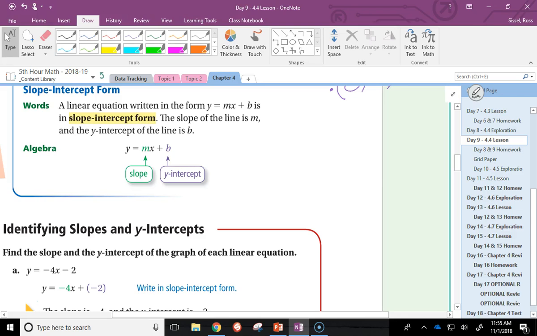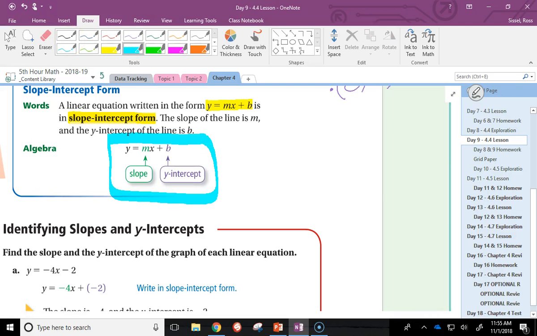So, slope-intercept form: a linear equation written in the form of y equals mx plus b is in slope-intercept form. The slope of the line is m and the y-intercept of the line is b. They even show us right here, they write it out, but I'm going to write it because I find the more I write, the better I am at remembering it. So I'm going to go ahead and write y equals mx plus b.